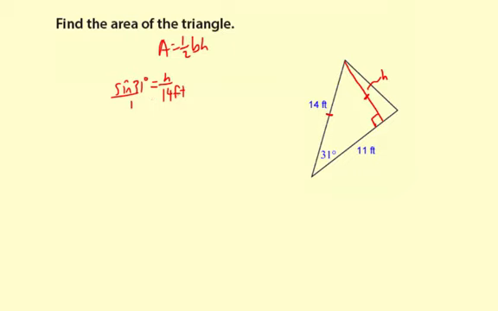Put that over 1 to make a proportion, and cross multiply. 1 times H is H, and then 14 feet times sine 31, I'm just going to write 14 sine of 31 degrees. See where I'm going here? This is going to be the height of the triangle, and then we can figure out the area. Now first we need to do 14 times sine of 31 degrees, so let's get the calculator.